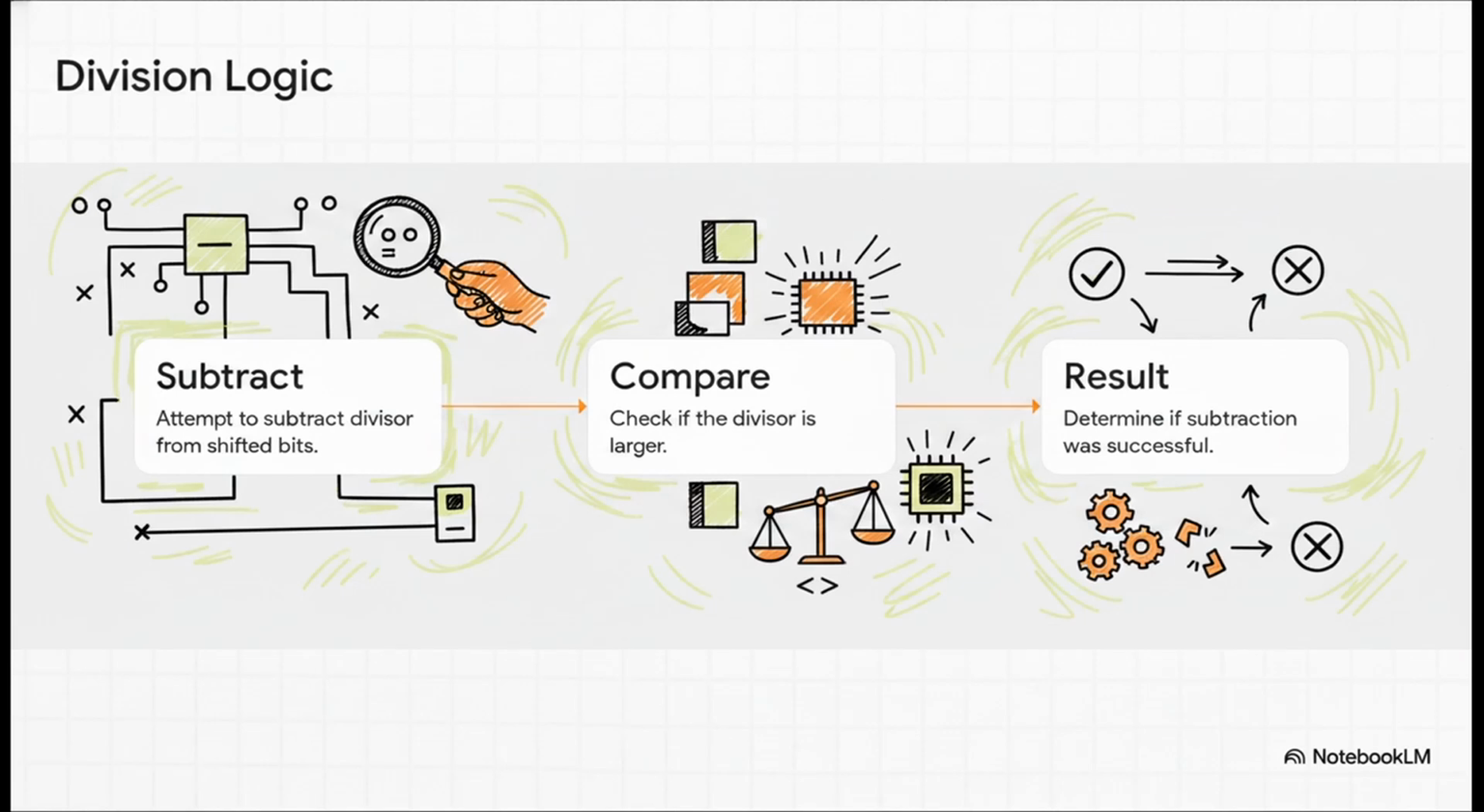Step 2 is comparing the values. If the chunk of bits we're testing is still smaller than 5, well, the subtraction simply fails. The divisor is just too large to fit. Think about it. If we try to subtract 5 from 2, the math doesn't work out without going negative, so the machine immediately knows it's a failure.